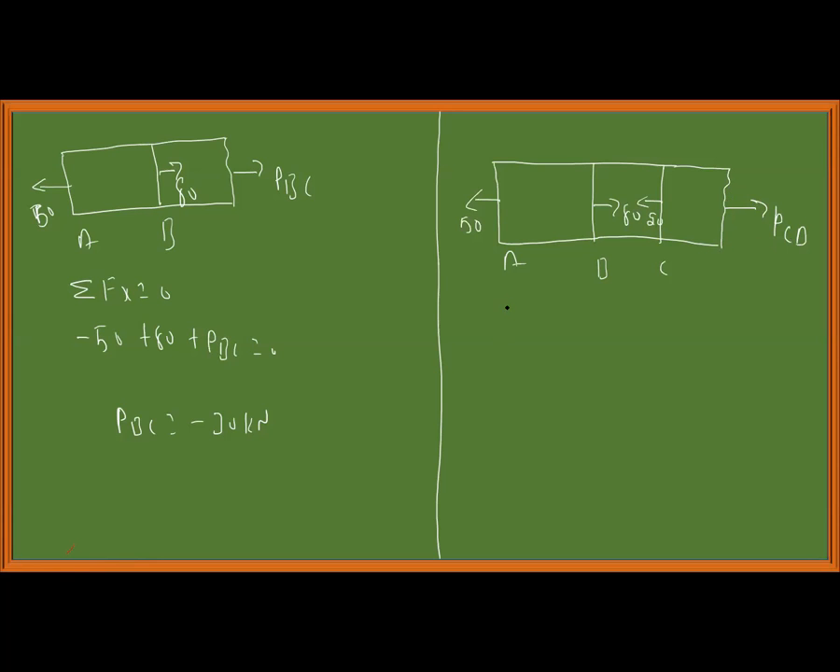So if I take summation of forces in x direction equal to 0: minus 50 plus 80 minus 20 plus P CD is equal to 0, or 80 minus 70, so P CD is equal to how much? Minus 10 kilonewton. P CD is equal to minus 10 kilonewton. Okay.